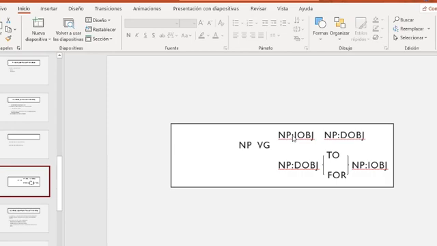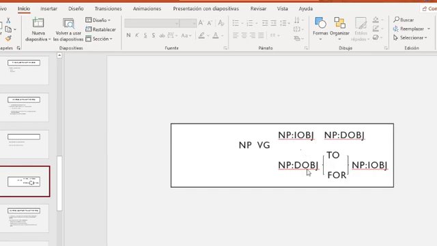All right? Complex transitive verbs do not have an indirect object. Monotransitive verbs do not have an indirect object. So the only ones that have an indirect object are the ditransitive verbs. Get it?